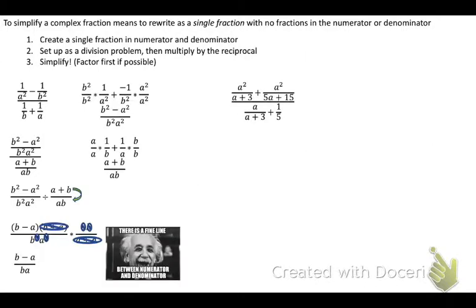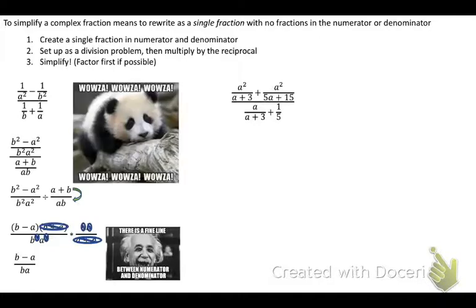Okay, this one. So a squared over a plus 3 plus a squared over 5a plus 15 all over a over a plus 3 plus 1 over 5. So let's combine, wowza. Let's combine the top. Well, I can factor out a 5 there, and I'm left with 5 times a plus 3. So that means I just have to multiply that first fraction by 5 over 5. Which is going to end up being 6a squared over 5 times a plus 3.